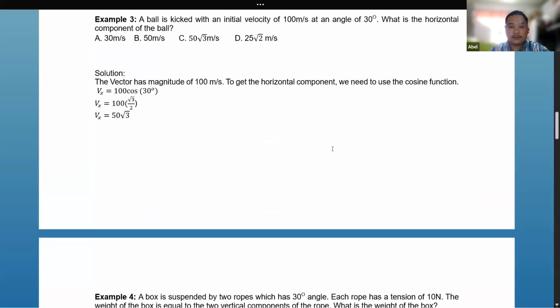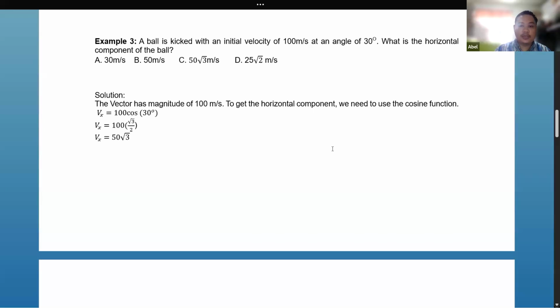Okay, now let's look at number 3. A ball is kicked with an initial velocity of 100 meters per second at an angle of 30 degrees. What is the horizontal component of the ball?